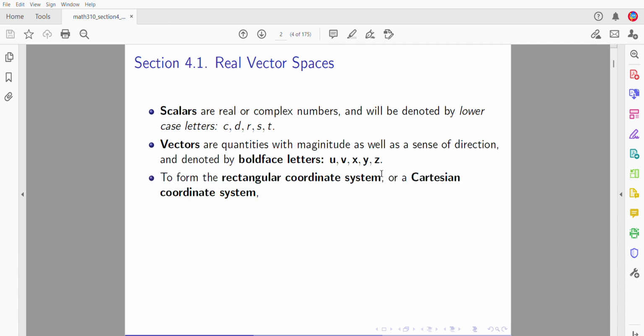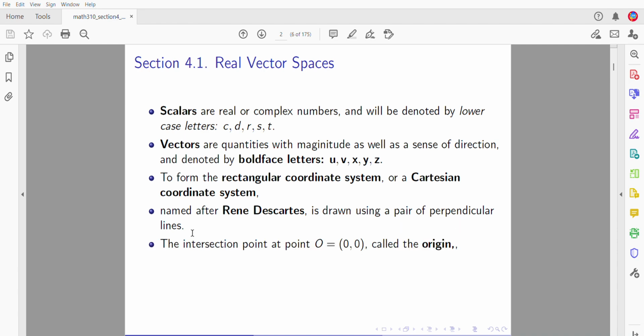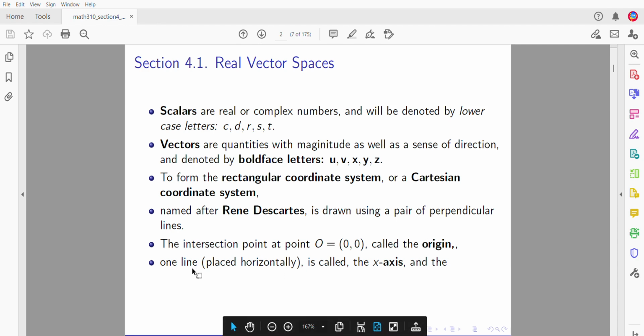To form the rectangular coordinate system, or a Cartesian coordinate system, named after René Descartes, what do we do to draw it? What you do is draw a pair of perpendicular lines. The intersection of the lines is O, that is (0, 0). It's called the origin. One line is placed horizontally and is called the x-axis, and the other line placed vertically is called the y-axis.